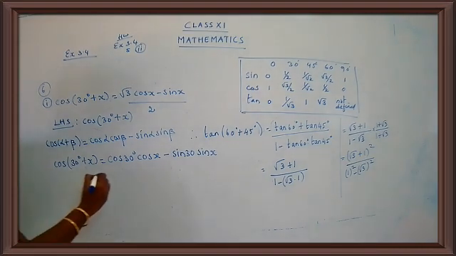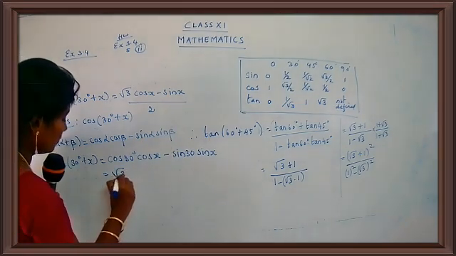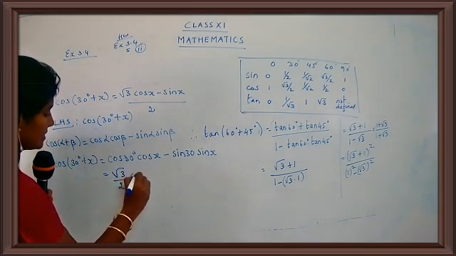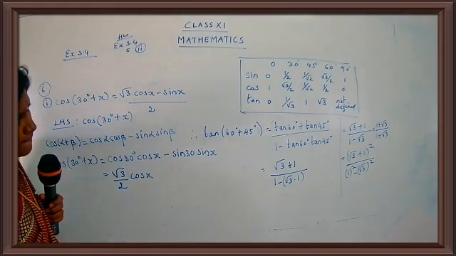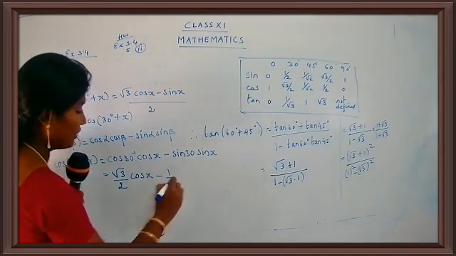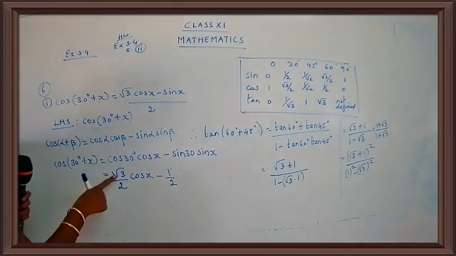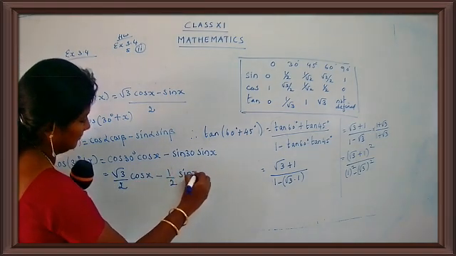What is the value for cos 30, children? Cos 30 is root 3 by 2. And this is cos x, keep it as cos x. No problem. Sin 30, what is sin 30? Yeah, it's half. I hope that many would have completed the sum. Very good. Root 3 by 2 cos x minus 1 by 2 sin x.